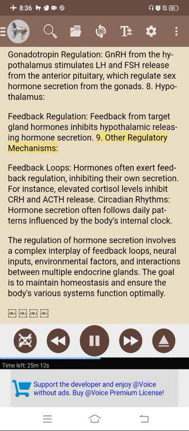9. Other regulatory mechanisms. Feedback loops. Hormones often exert feedback regulation, inhibiting their own secretion. For instance, elevated cortisol levels inhibit CRH and ACTH release. Circadian rhythms: hormone secretion often follows daily patterns influenced by the body's internal clock.